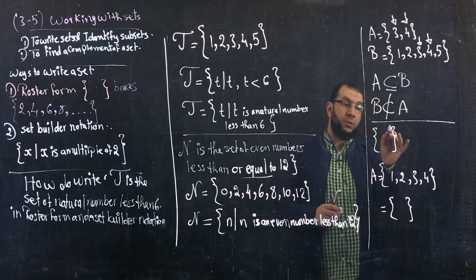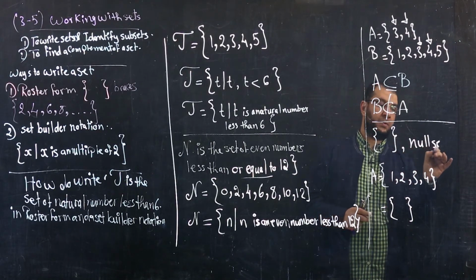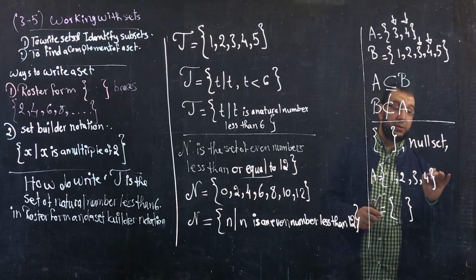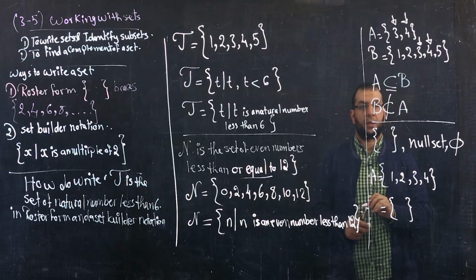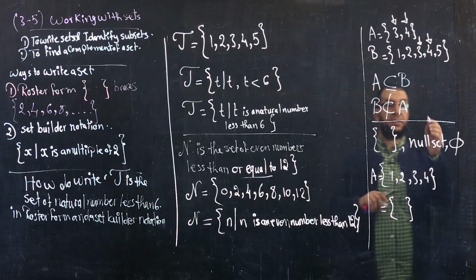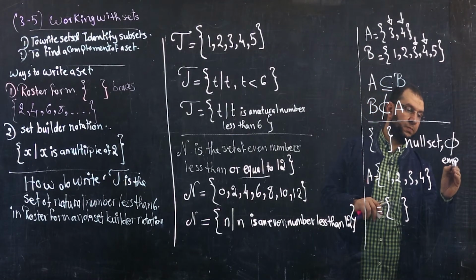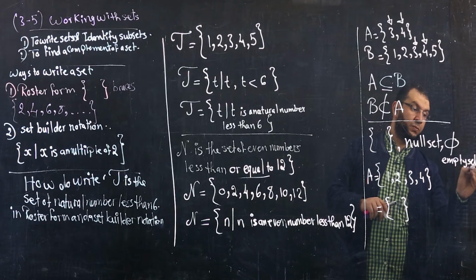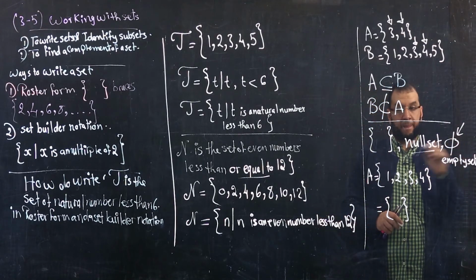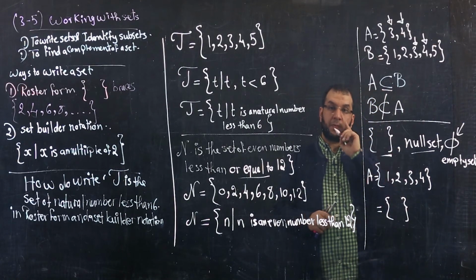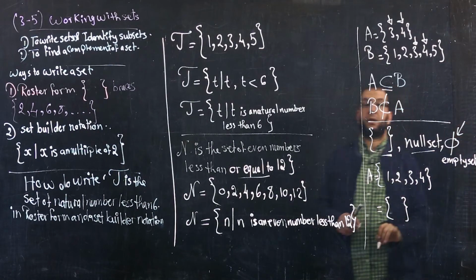It is also called the null set, also called phi. So we call it the empty set, and we call it the null set, and we call it phi, and we write it like this also. Of course, it's common with phi. Okay?